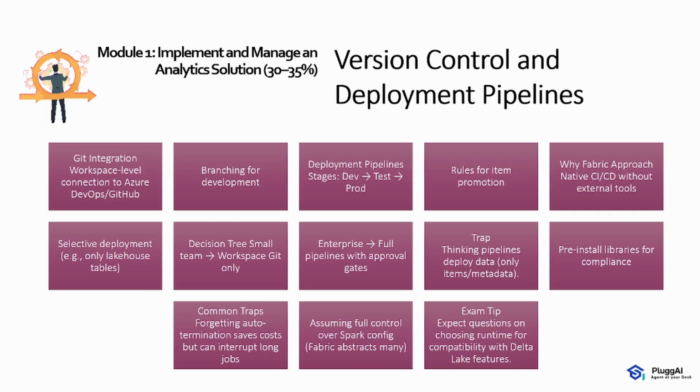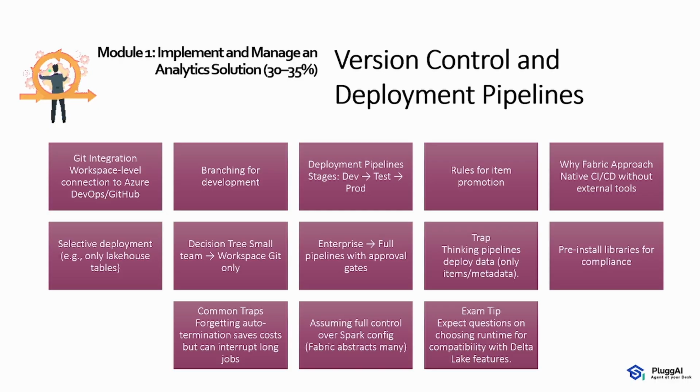Development happens in a branch, then merge back. But deployment pipelines take it to the next level. Think of them as your CI/CD highway, stages like development, test, production. You deploy selectively, maybe just a new Lakehouse table or pipeline with parameter rules per stage, different connection strings for dev versus prod. Approvals, notifications, the works.